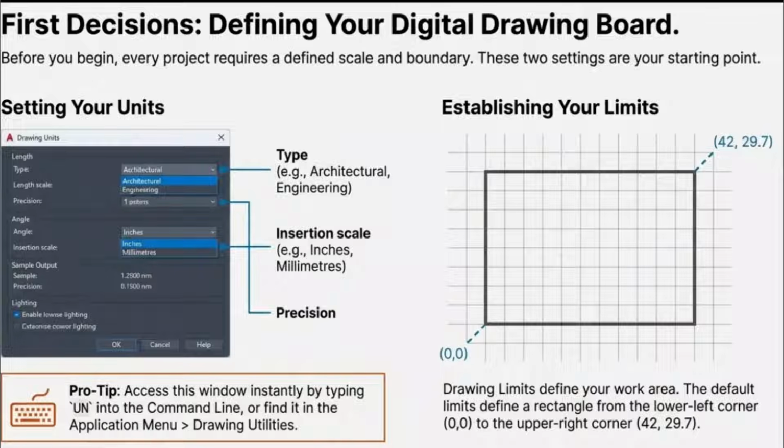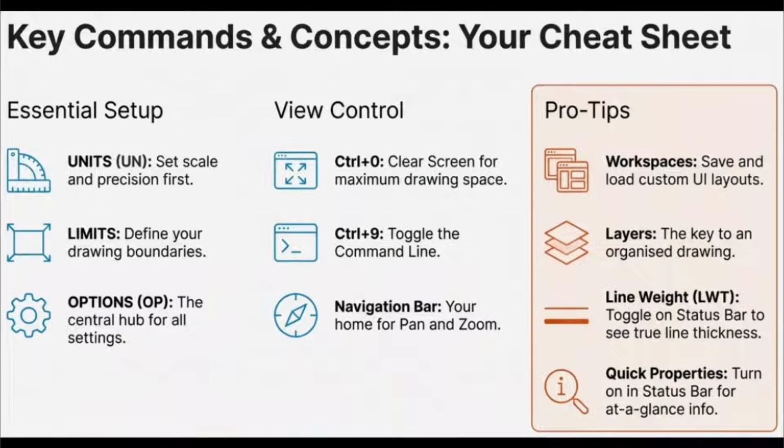Precision matters when you're connecting to, say, panel layouts or mechanical drawings. And here's the first major speed boost for anyone starting out. Instead of digging through menus, just type UN, that's UN, directly into the command line. It instantly pulls up the unit settings dialog box. Speed and simplicity.